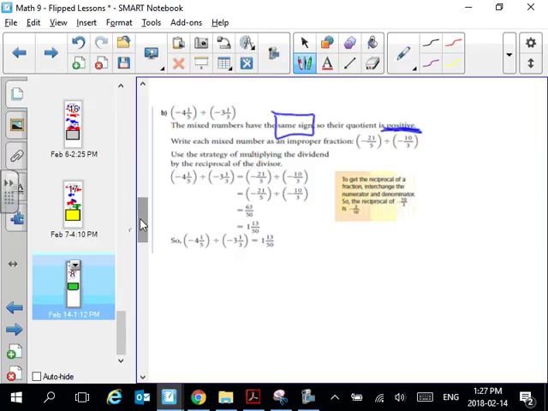The next thing we do, because we have improper fractions, or sorry, mixed numbers, mixed fractions, I'm going to write it as an improper fraction. So I'm just going to make it easier to deal with. So I wind up with -21/5 divided by -10/3.